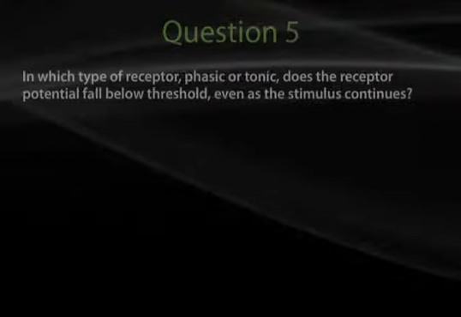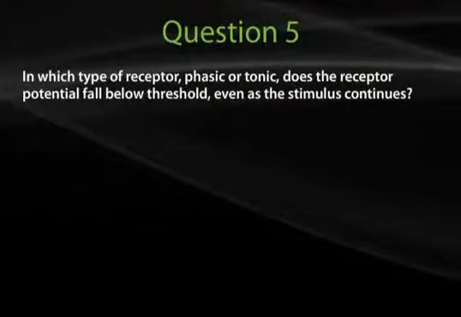Question 5. In which type of receptor, phasic or tonic, does the receptor potential fall below threshold, even as the stimulus continues? Answer: phasic.